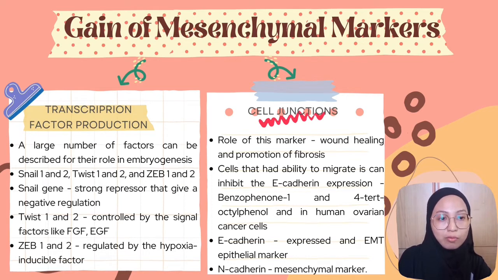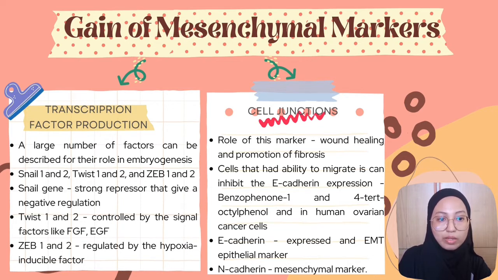For transcription factor production, a large number of factors have been described for their roles in embryogenesis and have been associated with EMT. SNAIL 1 and 2, TWIST 1 and 2, and ZEB 1 and 2 will be the deciding factors for the roles of the cell type. The SNAIL gene is usually a strong repressor that gives a negative regulation of the EMT markers, claudins, occludin, and E-cadherin. This is regulated by FGF, hepatocyte growth factor, and wingless integration site. Different types of cancer will increase SNAIL expression and down-regulate other epithelial markers such as desmoplakin.